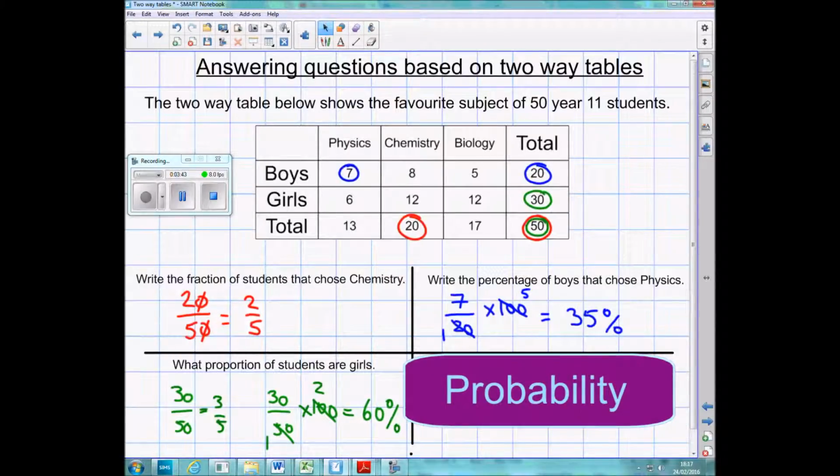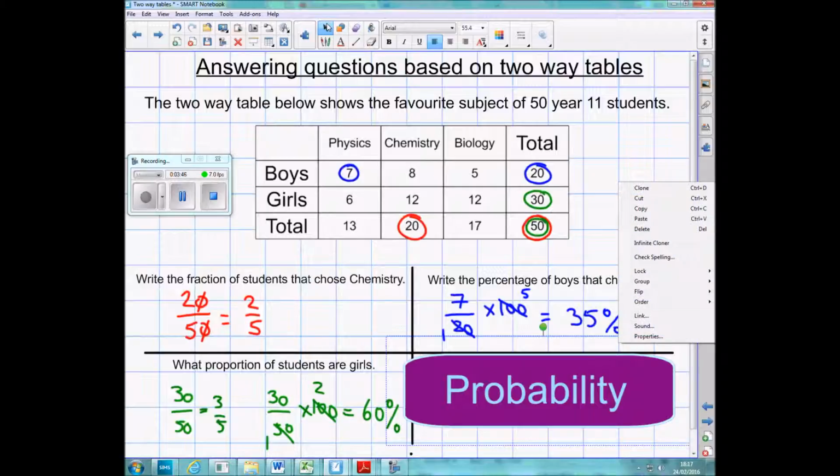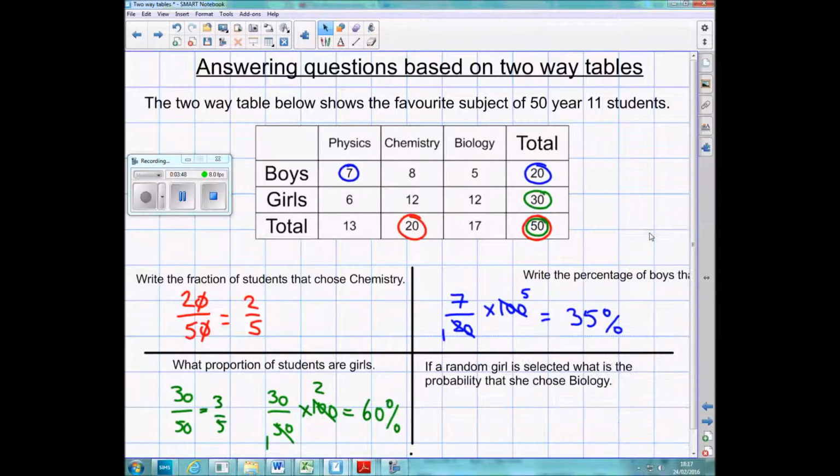Lastly, the probability question. Now, the probability question is exactly the same as what we've been asking for before. It's basically a fraction. Now, to answer the probability questions is exactly the same, but let's just make sure that we're writing it with the correct notation. So first off, we want to find what's the probability that a random girl selected chose biology. So we're going to say the probability that a girl chose biology. And that's going to be a fraction.